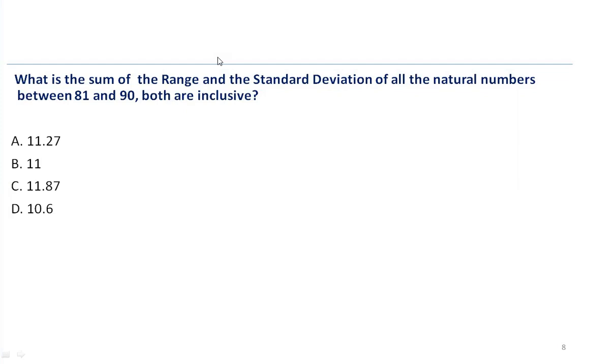What is the sum of range and standard deviation of all the natural numbers between 81 and 90? Both are inclusive. Okay. What is the meaning of inclusive? That means we have to consider 81 and 90 also.